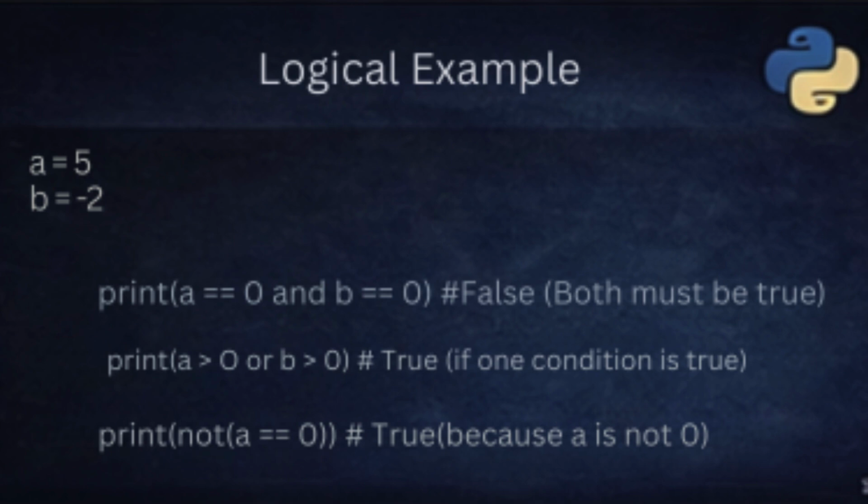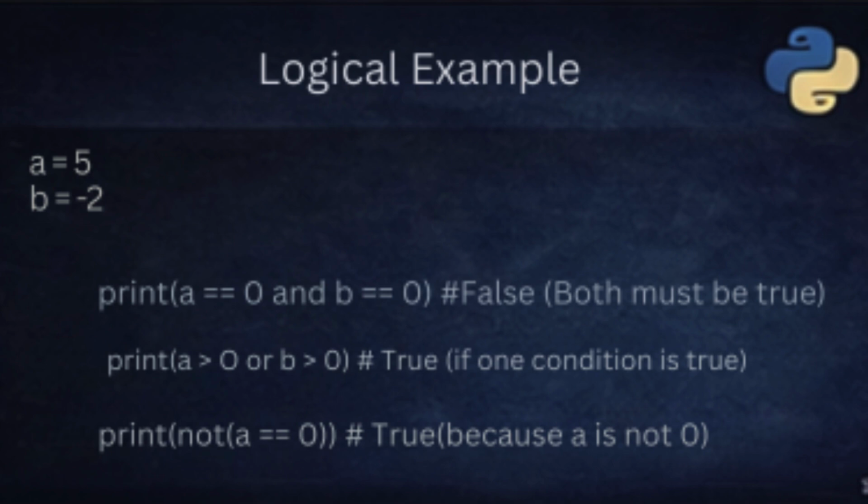Now look at the third statement. Print not A equals 0. The not operator simply reverses the result. First we check, is A equal to 0? That statement is false, because A is 5. The not operator flips false to true, so the final result becomes true.